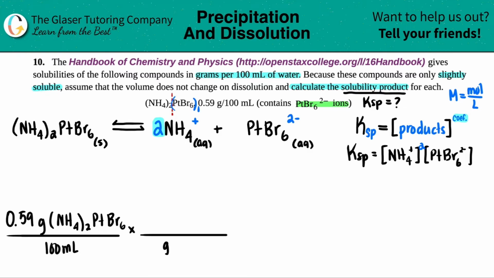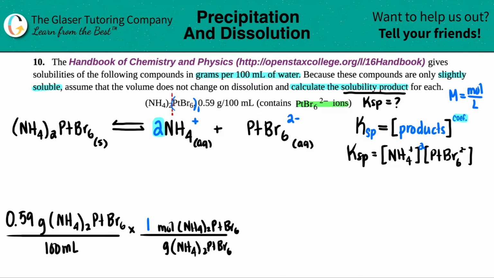So the grams of the NH4 2PtBr6 goes on the bottom. Moles of the NH4 2PtBr6 goes up on the top. Moles to grams is always periodic table. 1 mole is whatever the mass on the periodic table is for this compound. So, calculator's out, periodic table's out. Let's figure it out.